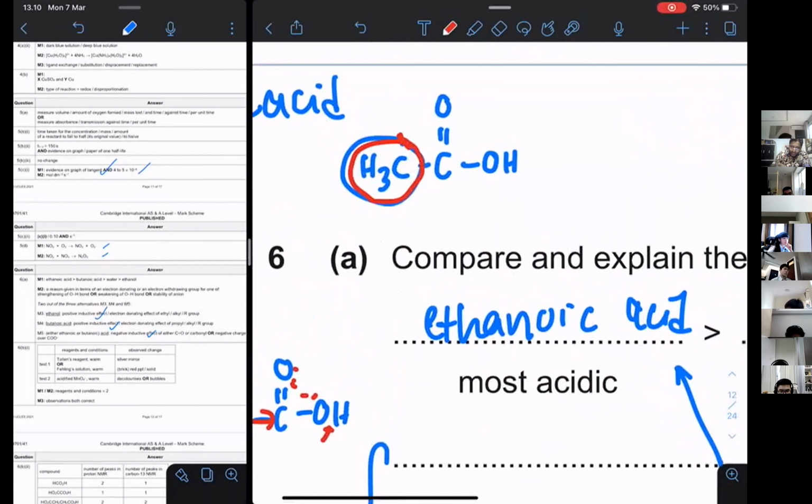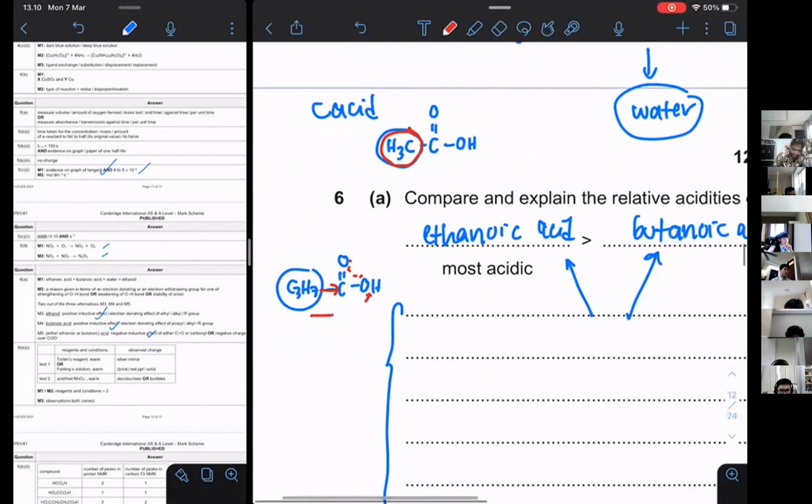The one that will strengthen the bond will make sure that the H plus doesn't come out. If you look over here, the small group doesn't strengthen the OH bond, so it means more H plus will come out, and the CH3 C double bond O minus will be formed. But in this case, the bigger R group is not going to encourage the H plus to come out. So that is going to make ethanoic acid more acidic compared to butanoic acid.